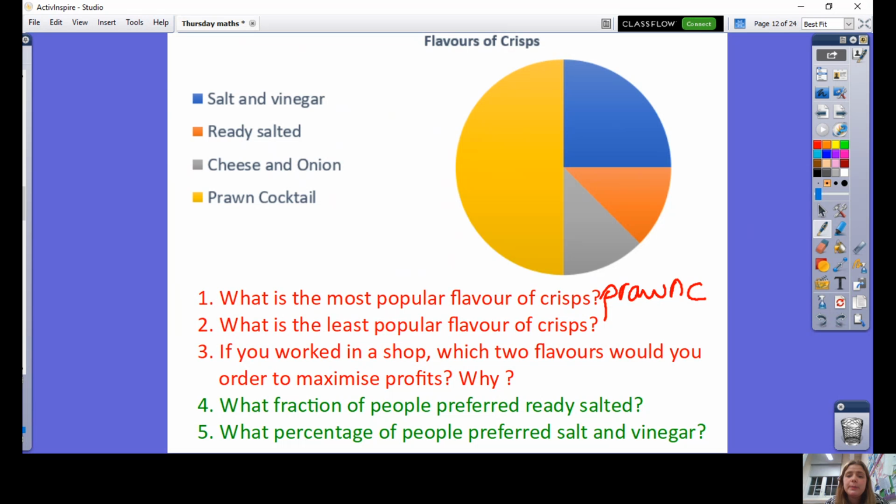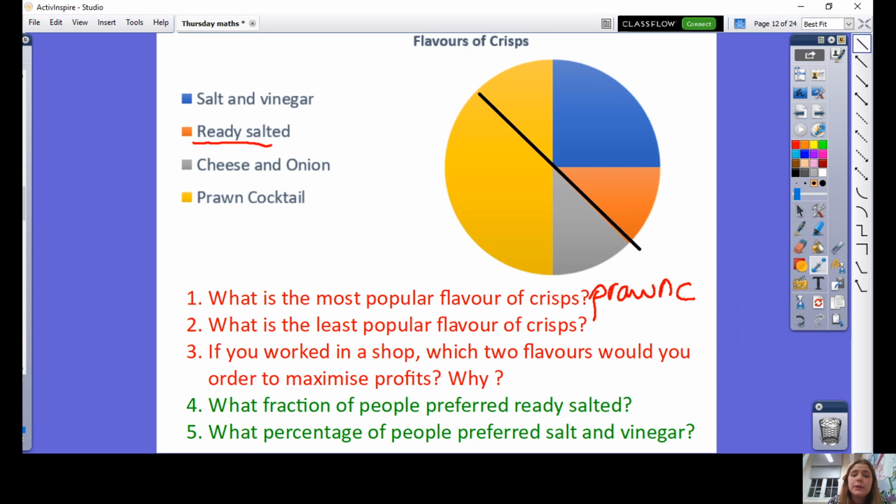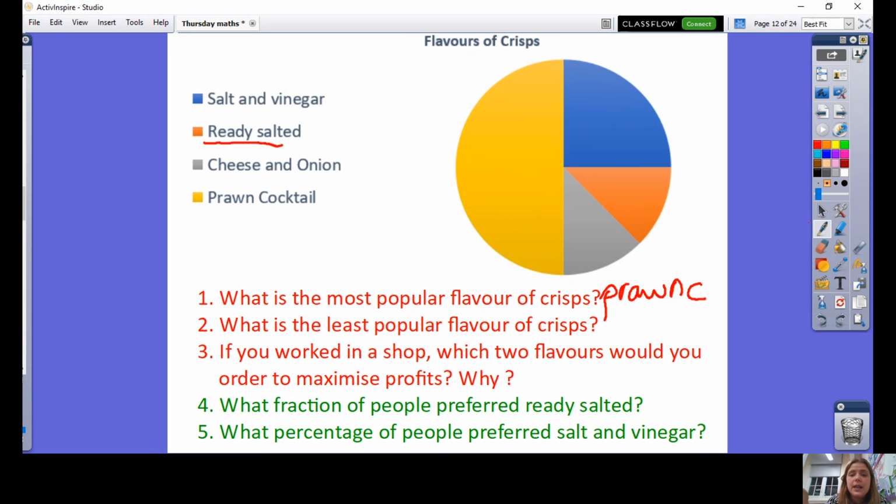When I'm looking for the fraction of people preferring ready salted, I find ready salted. That's here. I need to decide to myself, if this circle was split into pieces this size, what would that look like and how many would there be? You can draw these on to help you. You can see now there are 1, 2, 3, 4, 5, 6, 7, 8 equal sections. Or you can think to yourself, I know a half of a half is a quarter, and half of a quarter is 1/8. Either way, your answer there was 1/8.